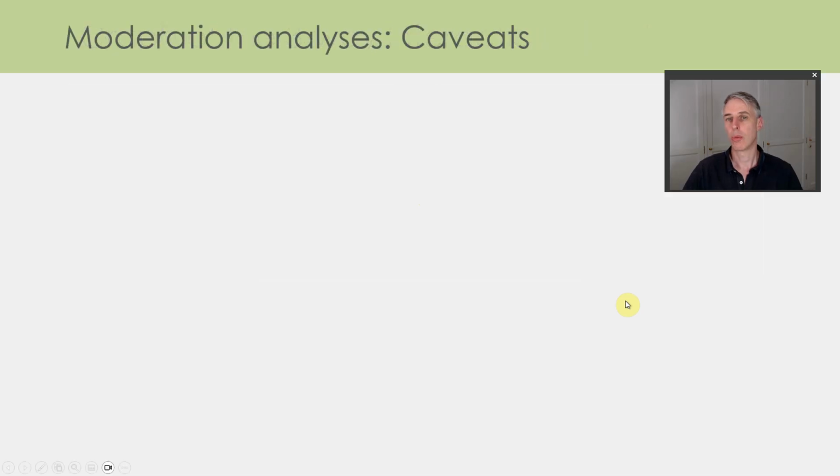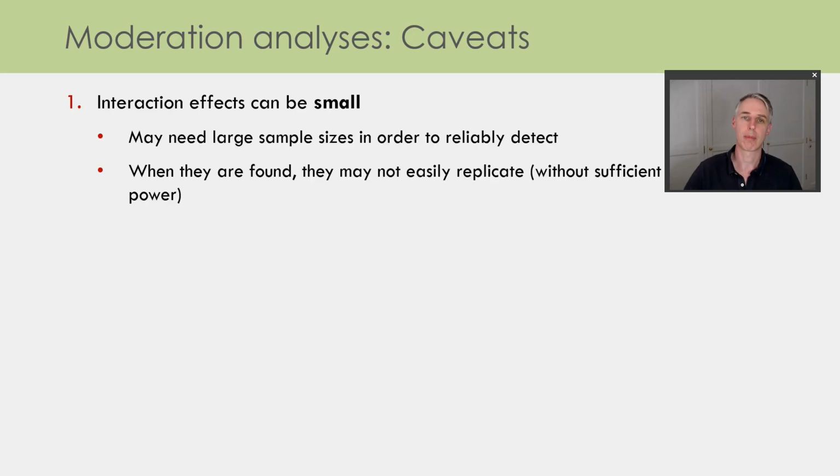Okay, so that hopefully has given you a foothold in how to approach testing moderation and interaction hypotheses when you have different combinations of categorical and continuous predictors. Now I just want to close off by adding some caveats to what I've shown you.